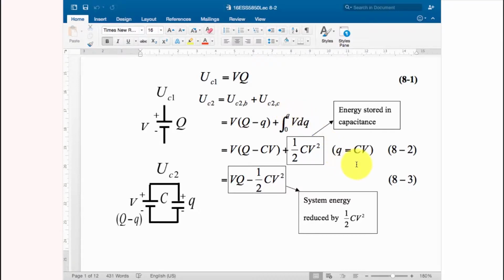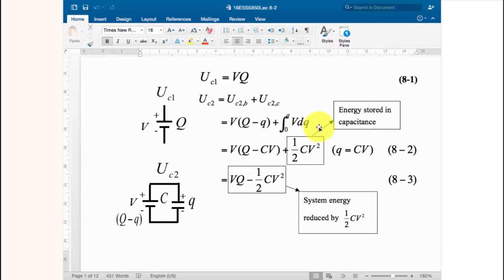Because Q equals capacitance times voltage, Q = CV, okay? And the capacitance is actually a constant. So you put Q = CV into the equation, and C can be taken out because it's a constant, but you have a V over here. So after integration, you get a half CV squared here.